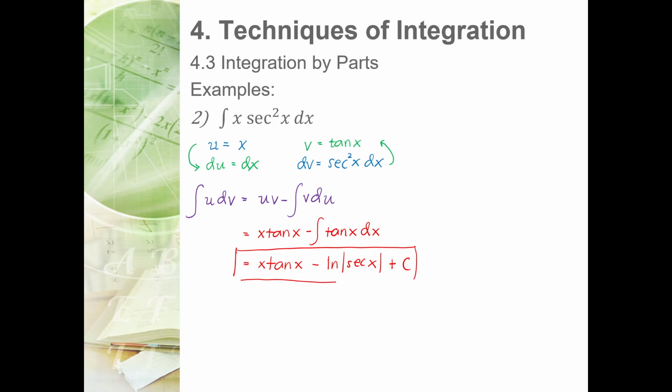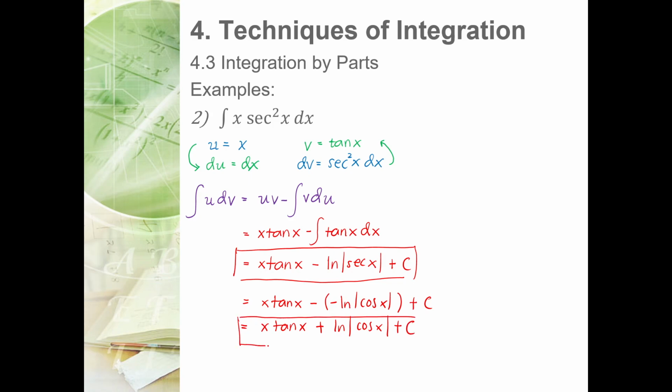The other answer is if you utilize the other form of the integral of tangent x. So that will be x tangent x minus negative ln of cosine x, so x tangent x plus ln of cosine x plus c. This is another possible answer. These two are the same, because the negative sign can be represented as ln of cosine x to the power of negative 1, which leads to a positive value of ln secant x.